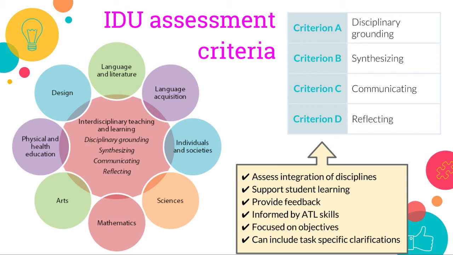Criterion B is about synthesizing, in which way students were able to combine knowledge from both disciplines in order to create something new. Criterion C, communicating. How do they communicate the process as well as their results? And criterion D, reflecting. This is always one of the most important pieces in IB education.